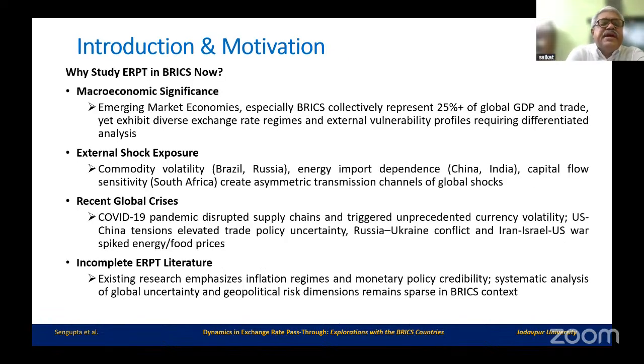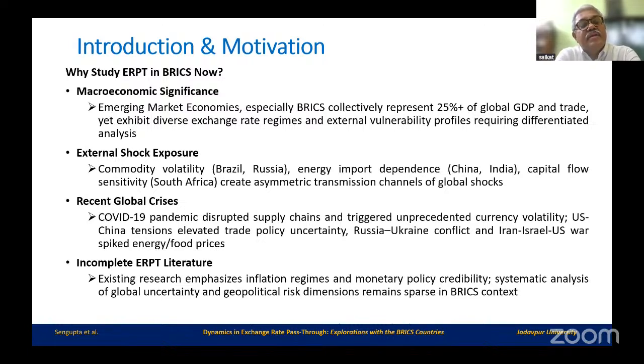Now, why ERPT in BRICS at this point of time? It is not just that India has assumed the BRICS presidency at the moment, but there is a macroeconomic significance, especially of emerging market economies, because the BRICS collectively represent more than 25% of global GDP and trade, and yet exhibit diverse exchange rate regimes and external vulnerability profiles, requiring differentiated analysis.